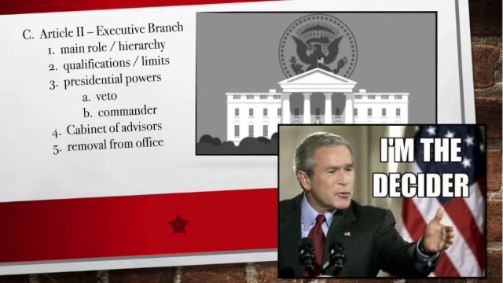Okay, when a president's elected, those are your qualifications. How long do they serve? 4 years, okay? And how many terms are they allowed to serve according to the original Constitution?